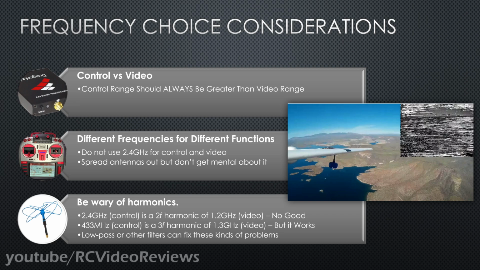Be wary of harmonics too. Keep in mind that 2.4 gigahertz is a 2F harmonic of 1.2 gigahertz. So if you use 1.2 gigahertz for your video and 2.4 for your control, that's no good because your second harmonic of 1.2 gigahertz on your video is probably going to step on your control channel. Also realize that 433 megahertz is a 3F harmonic of 1.3 gigahertz, but that one works. The reason I think that works is because by the time you get to that third harmonic, the intensity of the signal has died down just a little bit. You can use low pass or other filters to fix harmonic issues, but if you can avoid it, I recommend you do.